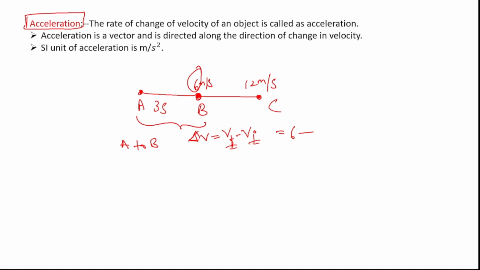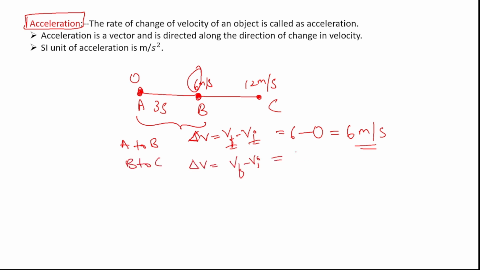So what is the initial velocity of the car? At point A the car is at rest, right? So what is the velocity of a car at rest? It will be 0, right? 6 minus 0 equal to 6 meter per second. So what is the velocity change from A to B? 6 meter per second. Now B to C.